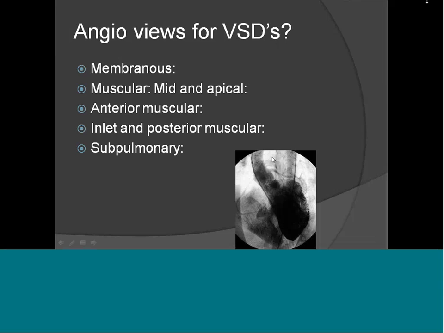Membranous VSD, long axial oblique. Actually, long axial oblique is a combination of left anterior oblique 70 and cranial 20. Okay. Muscular, mid and apical muscular, which view?